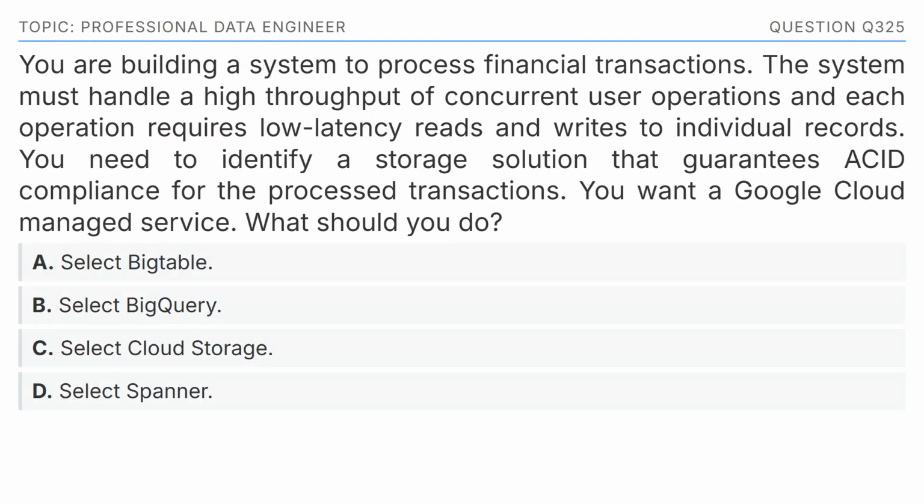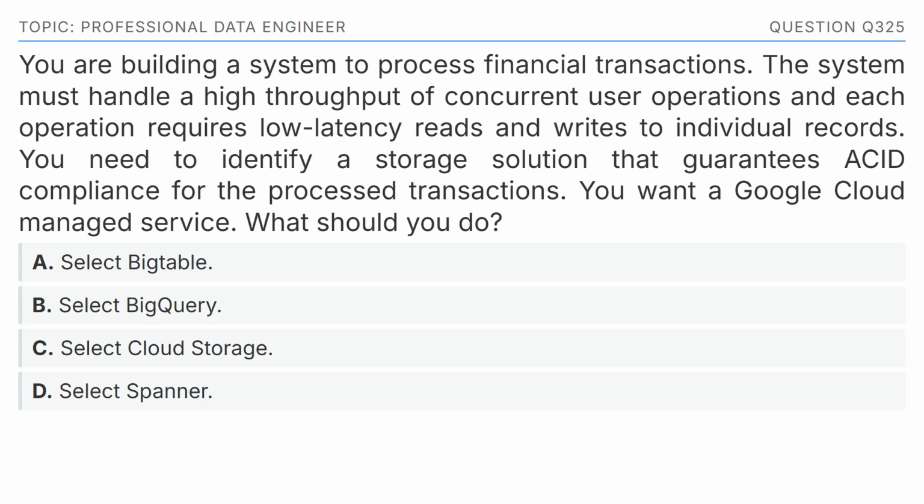You are building a system to process financial transactions. The system must handle a high throughput of concurrent user operations, and each operation requires low latency reads and writes to individual records. You need to identify a storage solution that guarantees ACID compliance for the processed transactions. You want a Google Cloud managed service.